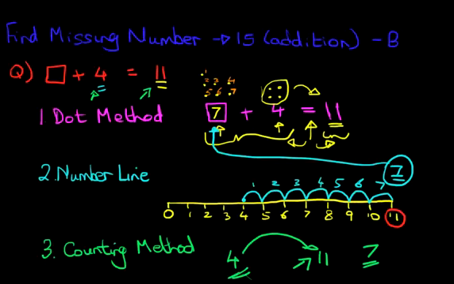Now this 7, as you probably gathered, is the same as this number 7 over here, and it's the same as this number 7 over here. So the answer is correct. And that is how we use the dot method, the number line, and the counting method to find the missing number up to 15 when we are doing addition questions.